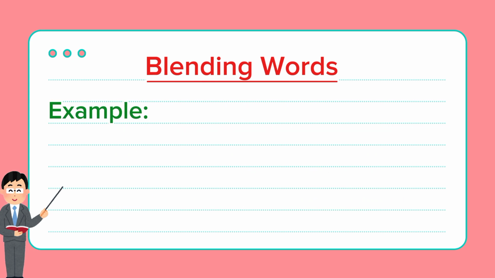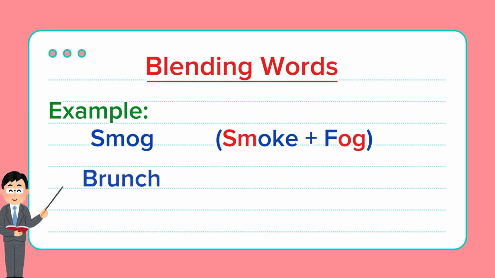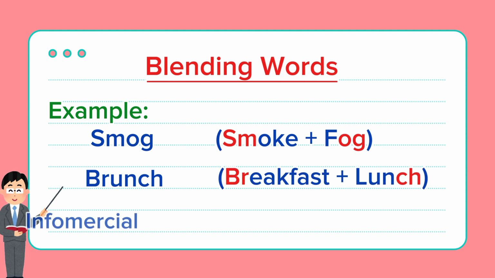Let's explain with an example. The word smog consists of parts of two words, smoke and fog. Similarly, brunch comes from two words, breakfast and lunch. Infomercial consists of parts of information and commercial.